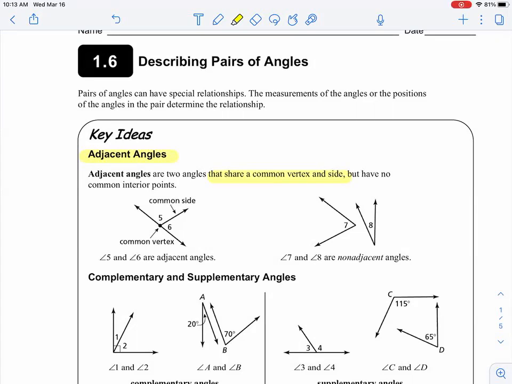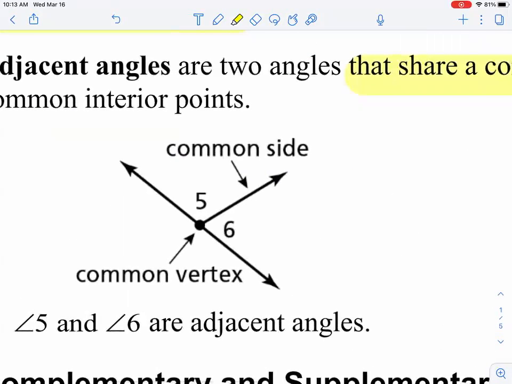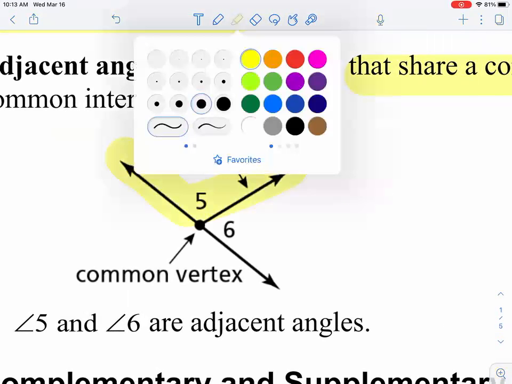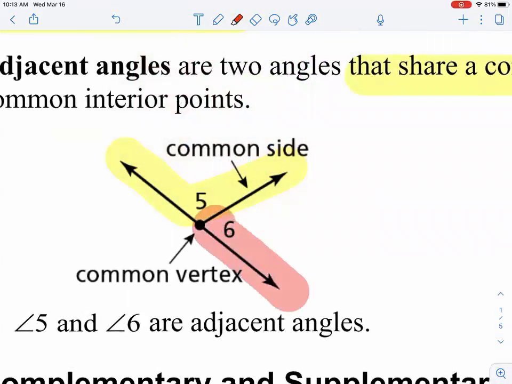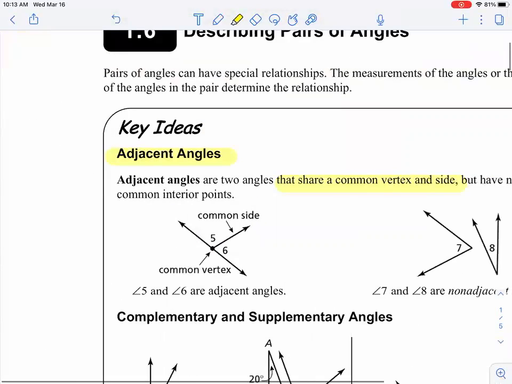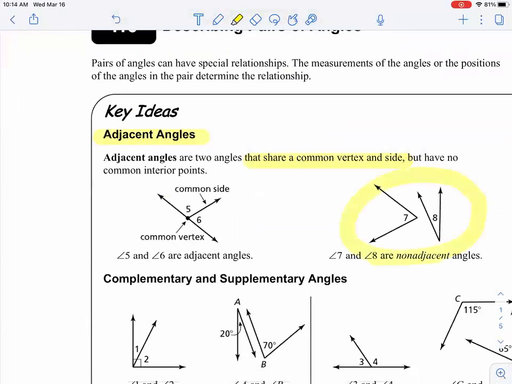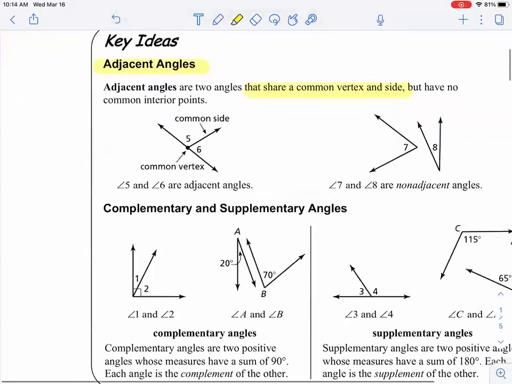So for example, angle 5 and angle 6 are adjacent angles because they both share this common side. So if they share a common side, those are called adjacent angles. These angles over here are not adjacent. They don't share a side, okay? So that's just a vocab term for you. So when I say, hey guys, everybody look at the adjacent angles, you kind of know what I'm talking about.